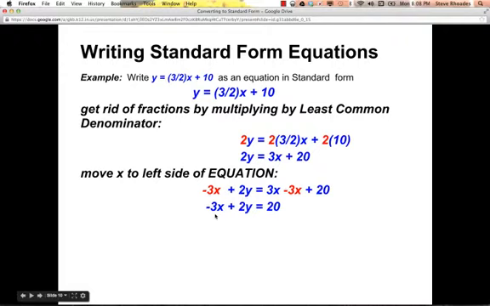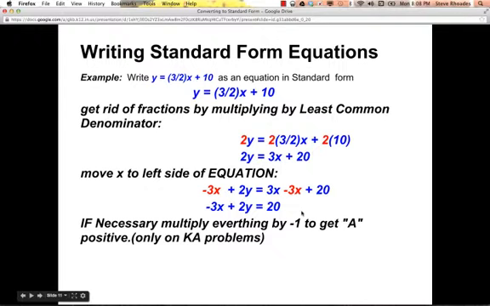This is written in the form of ax plus by equals c, where a is negative 3, b is positive 2, and c is 20. However, when we solve Khan Academy problems, they request all standard equations be in the form ax plus by equals c, with a being positive. Well, in this case, we have a negative a that equals 3, so we're going to need to change that to positive. The way we do that is we're going to multiply everything in the equation by negative 1.